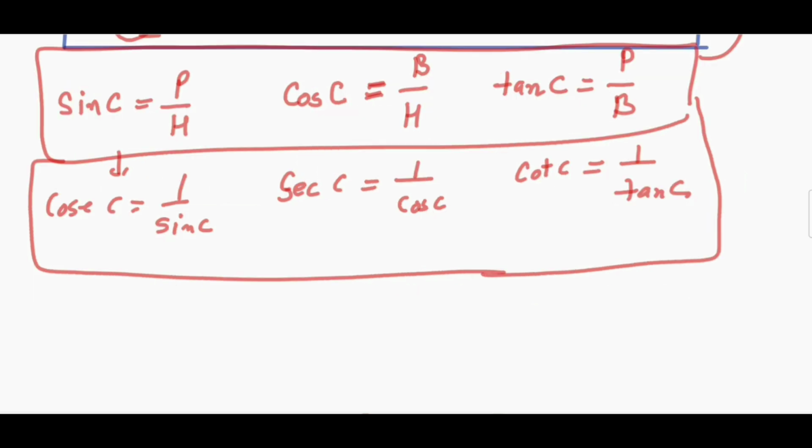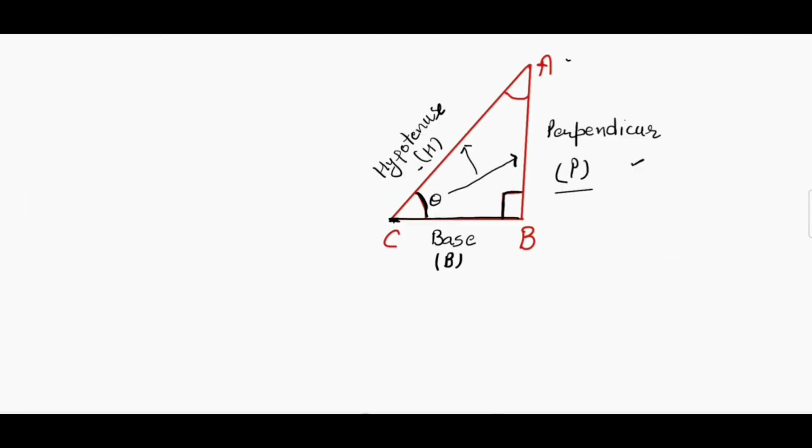To solve all the questions related to trigonometry, these ratios are very important. So you should remember all these ratios by heart. We have written all the trigonometric ratios with respect to angle C. Suppose we have to write the trigonometric ratios with respect to this angle A, then the perpendicular and base will interchange. Let's see how.